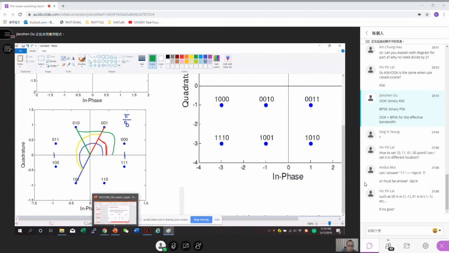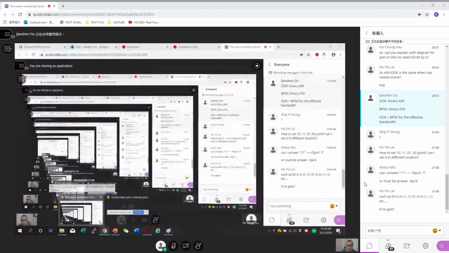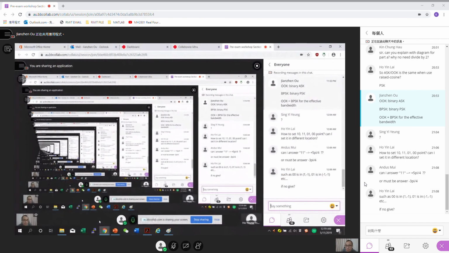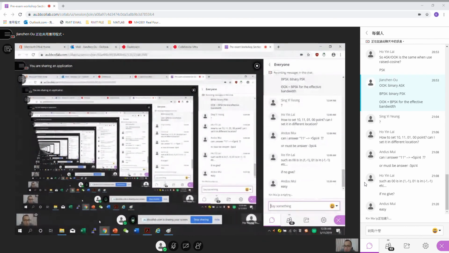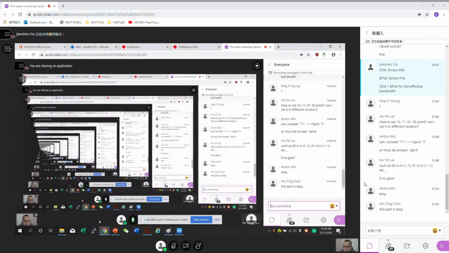Okay, any questions for this? I hope you can at least draw the constellation diagram over there. You can use a pencil to draw the angles, and eventually it becomes a simple mathematical calculation. If no questions, you can ask me after the solution. So this part is easy, good, okay.